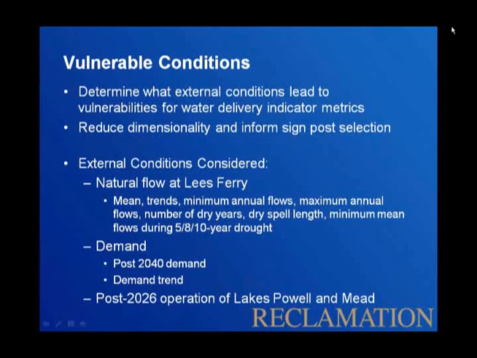And so for each of our water delivery indicator metrics, we looked at a variety of possible conditions that could be defining the traces that really were problematic. And the types of things we looked at were various statistics on stream flow. We looked at demands, we looked at demand trends, and we even looked at reservoir operations and tried to really hone in on 1 or 2 things that were flagging or defining the traces as vulnerable.